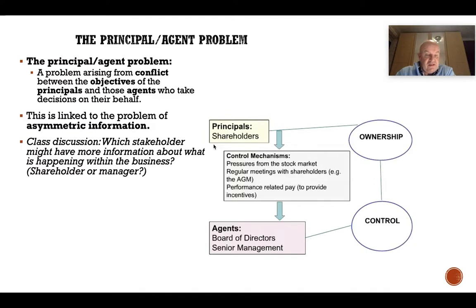And in this scenario, what do you think? Which stakeholder might have more information about what's happening in the business, the shareholder or the manager? Well, I would think in most instances, in terms of day-to-day running, the manager is probably going to be more aware, and as a result of that, they might actually be withholding information from the shareholders because it doesn't necessarily suit their purpose. Okay.